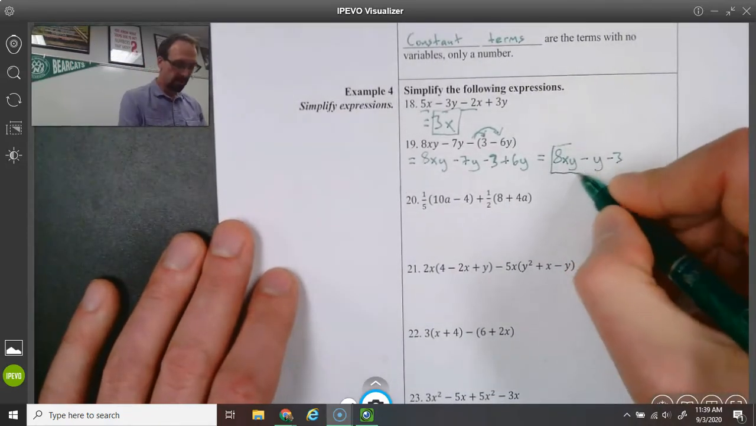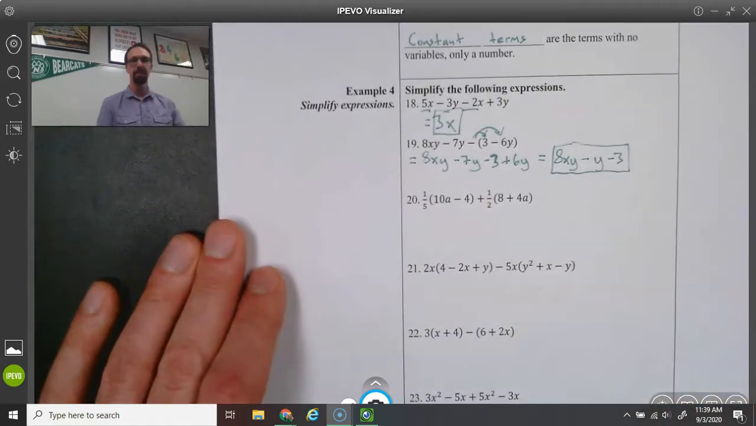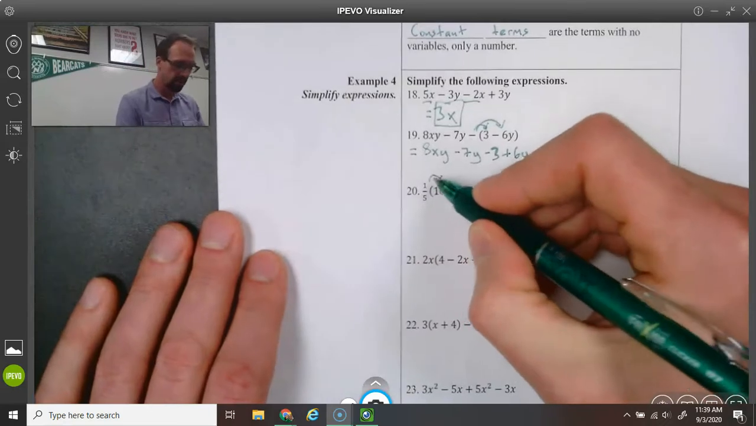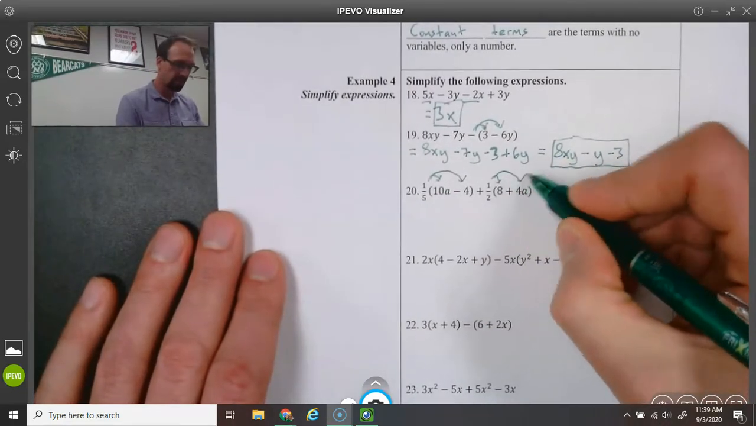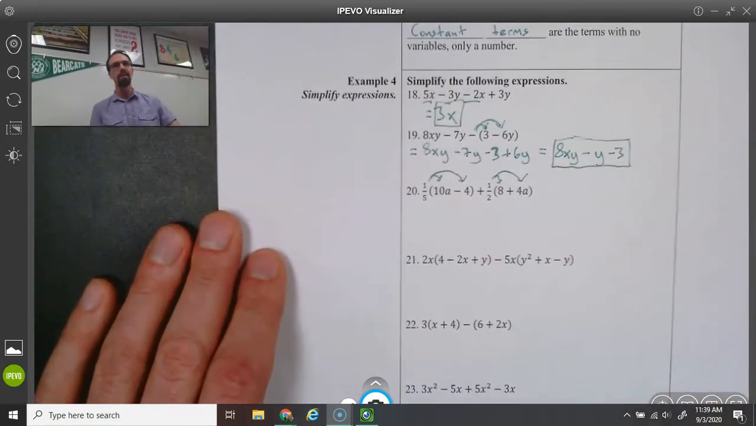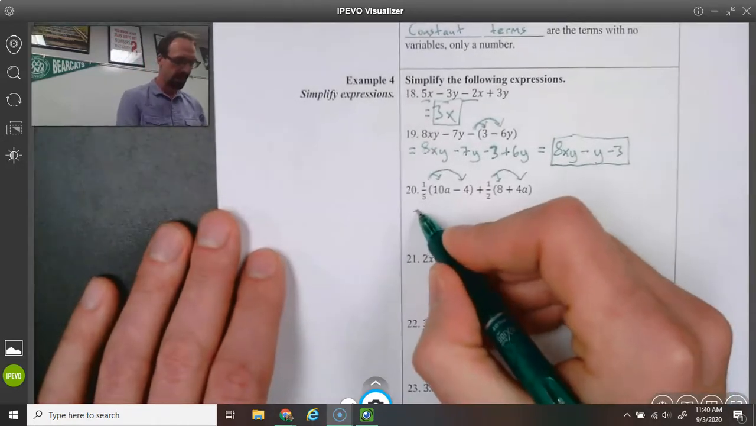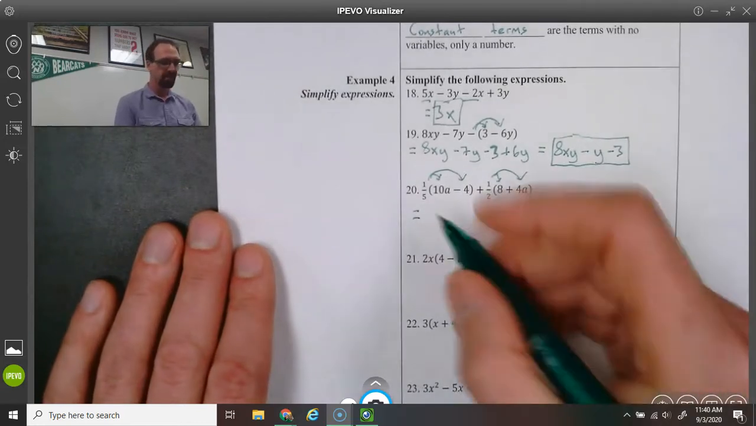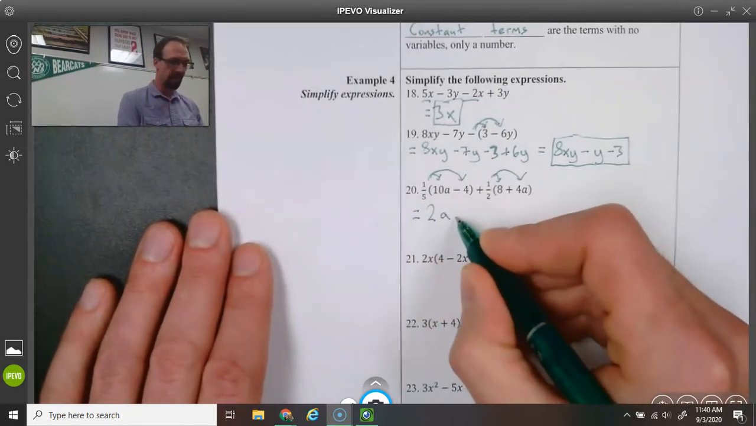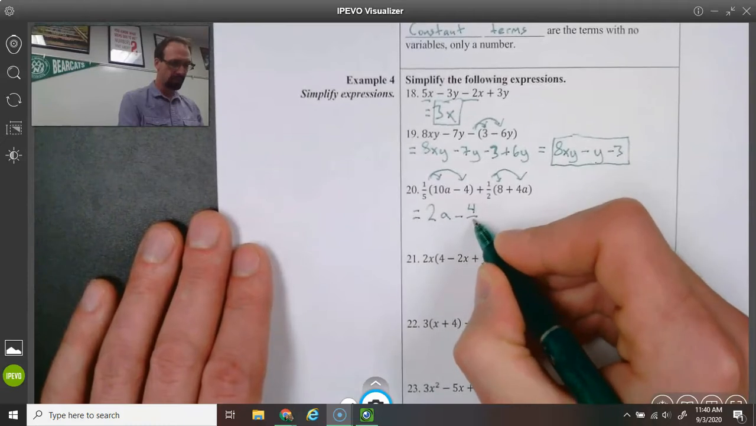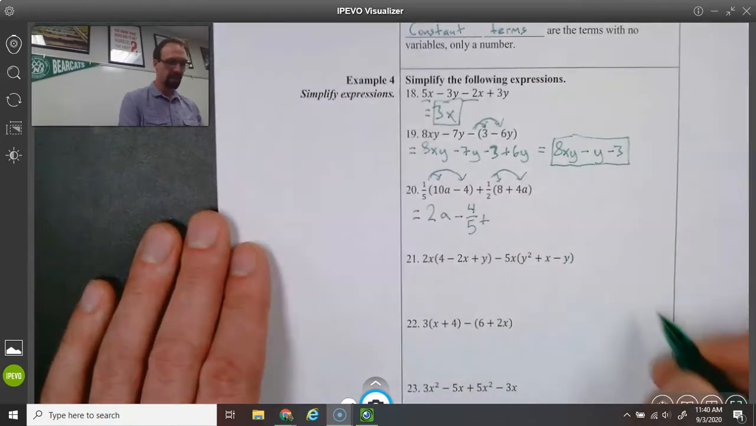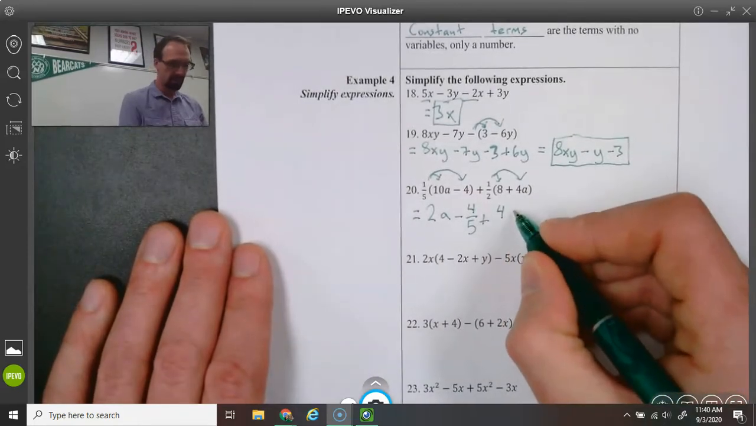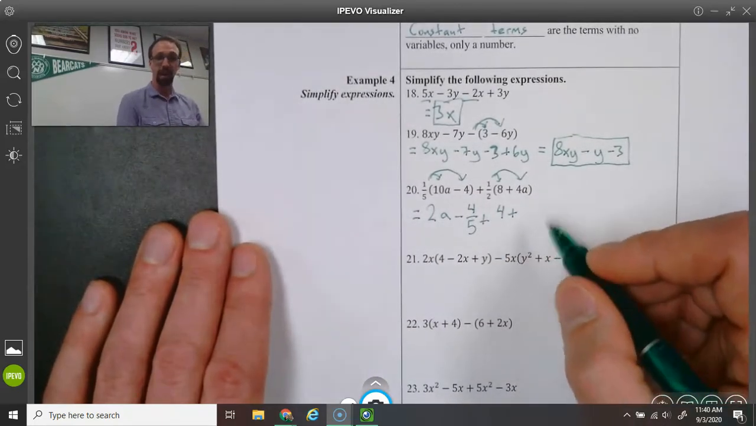The next problem, number 20, we have two sets of parentheses and a value in front, so we must distribute these to both terms inside the parentheses. I usually draw arrows to show that I'm distributing. 1/5 of 10a, so if I think about that, I am taking 1/5 of 10, or 10 times 1, and then divided by 5. That gives me 2a minus 4/5, plus, and then here I have 1/2 times 8, so that gives me 4, plus, and then 1/2 of 4a is 2a.